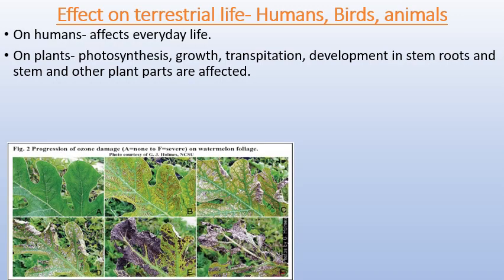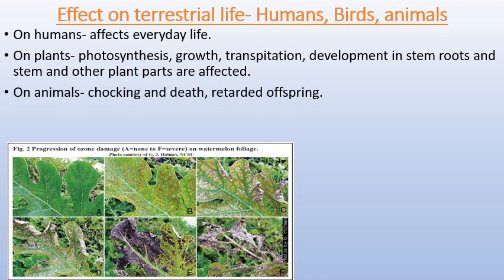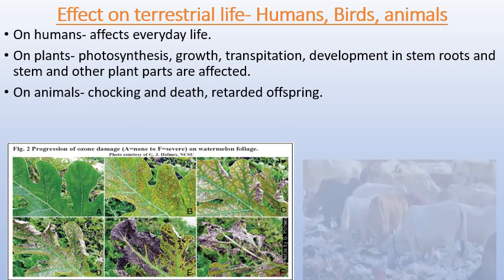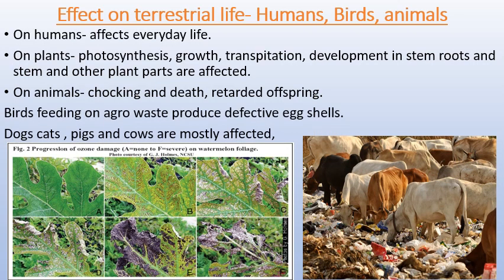So this is how the leaves of the plants get affected because of the amount of harmful elements present in the atmosphere or the soil or the water. Animals, on the other hand, can consume plastic or some hard waste, and it can choke them and lead to death, or can give birth to retarded offspring or offspring which are not healthy.